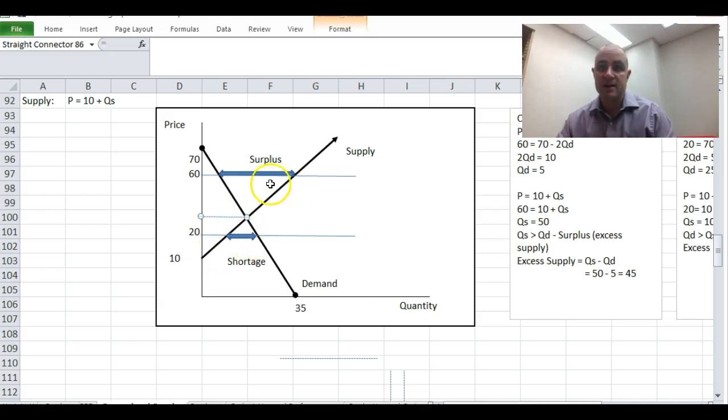where the supply equals the demand, where at a given price, the number of units supplied is exactly equal to the number of units demanded. So it's going to look something like this.